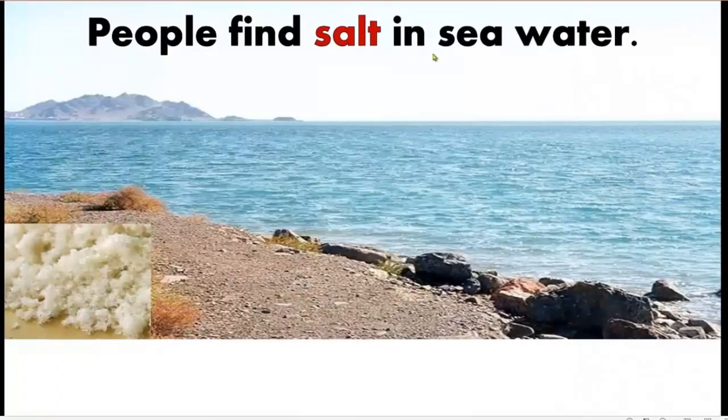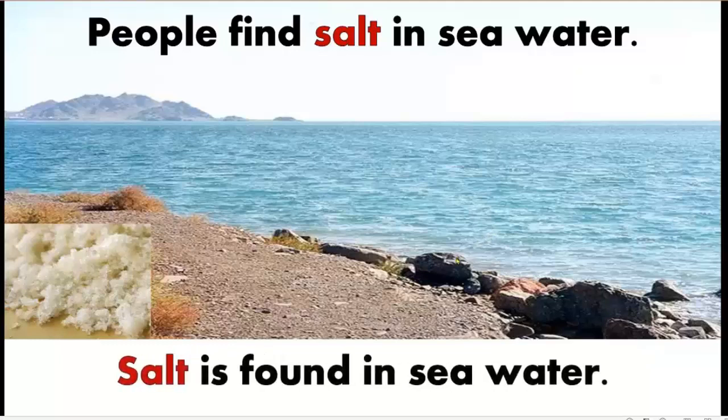People find salt in seawater. Change the sentence from active into passive. Start with the object. Okay. Salt is found in seawater. Okay, we started the sentence with the object salt. Salt is singular, so we put is. Okay, the third step is the third form of the verb. Okay, find, found, found. Okay, salt is found in seawater.